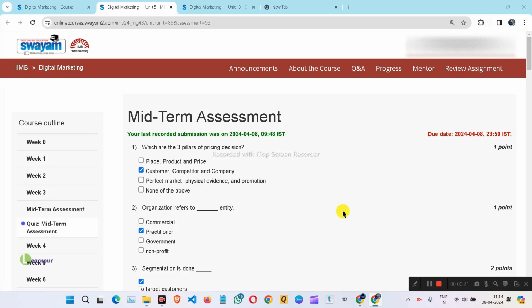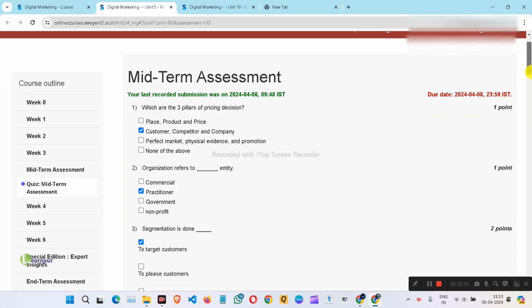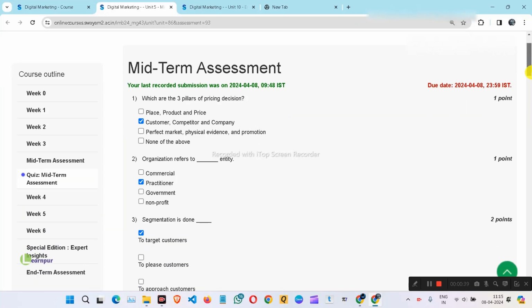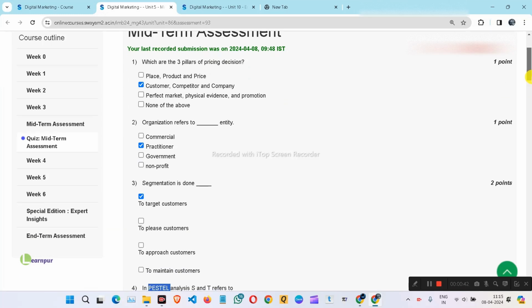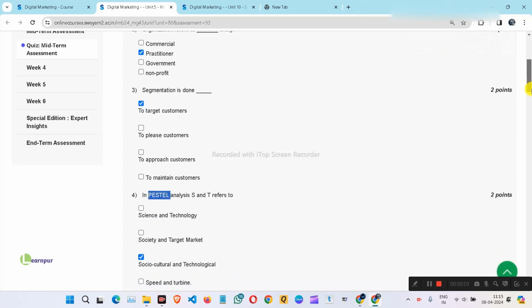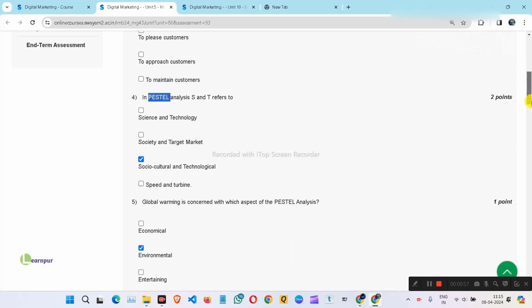As you can see in the first question, which are the three pillars of pricing decision, the answer will be customer, competitor and company, option B for question number one. For question number two, organization refers to dash entity, it will be practitioner. For question number three, segmentation is done to target customers, option A. For question number four, in PESTLE analysis, S and T refers to socio-cultural and technological, the option C.